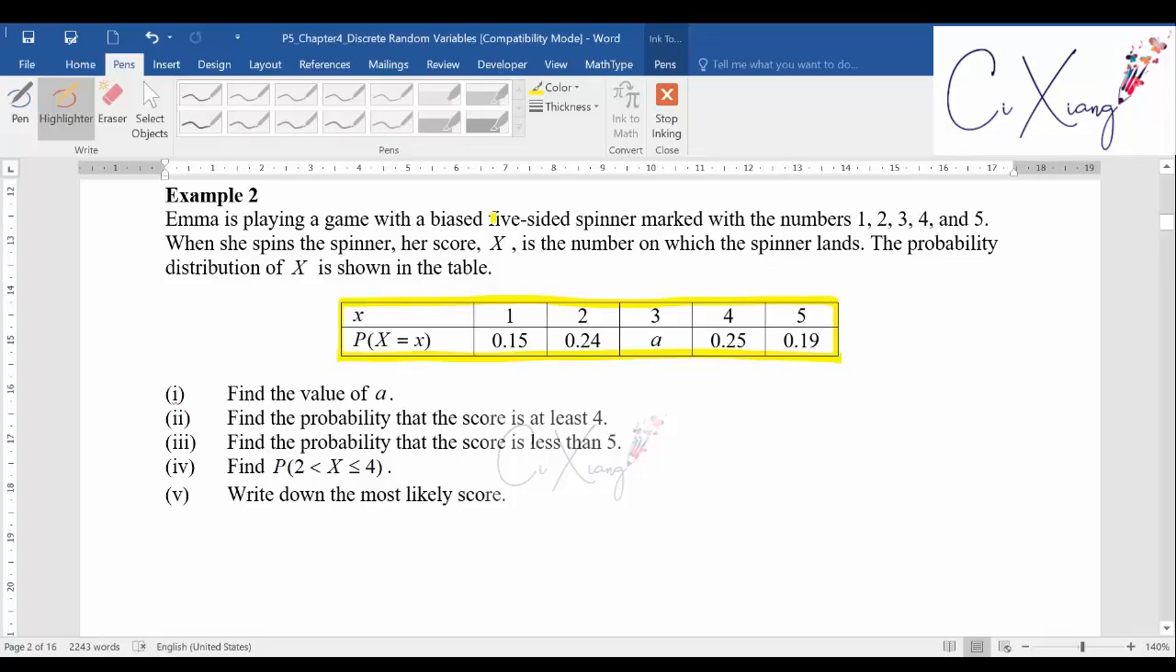You have a biased 5-sided spinner marked with the numbers 1, 2, 3, 4, 5. So you can see all my values of x here are 1, 2, 3, 4, 5. When she spins the spinner, her score is the number on which the spinner lands, and the probability distribution of x is shown in the table. They already tell you that to get x equals 1, the probability is 0.15, and to get x equals 2, the probability is 0.4, and so on.